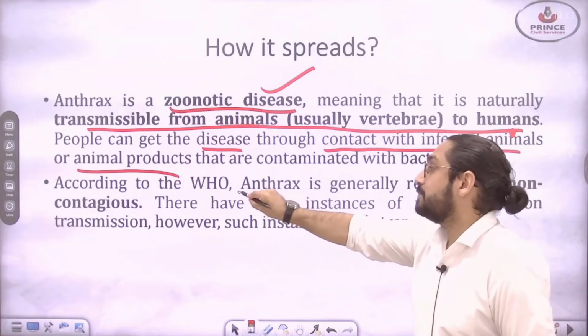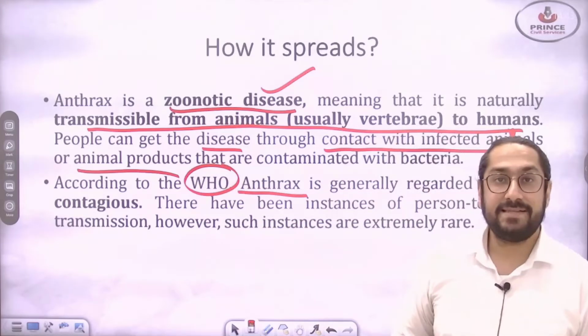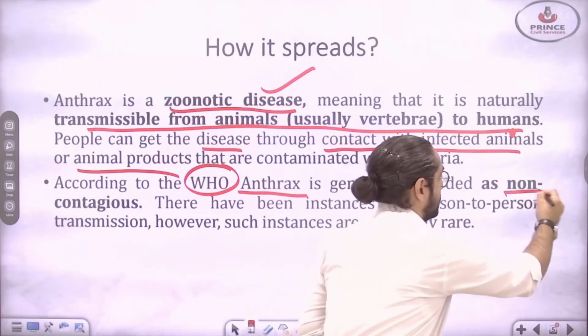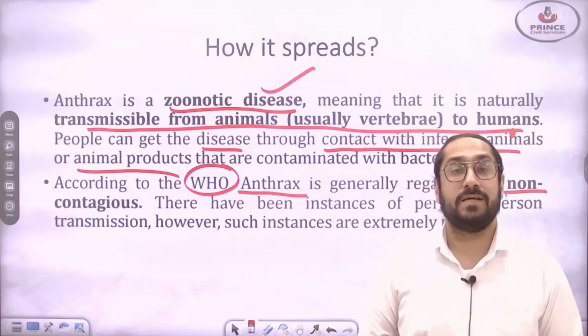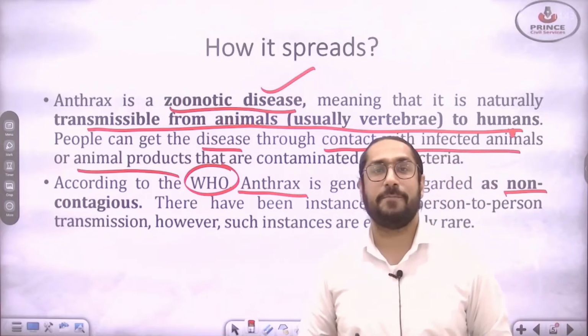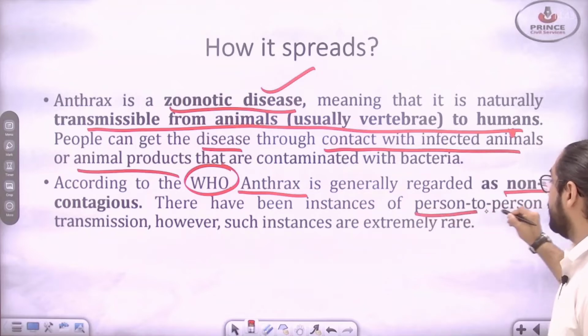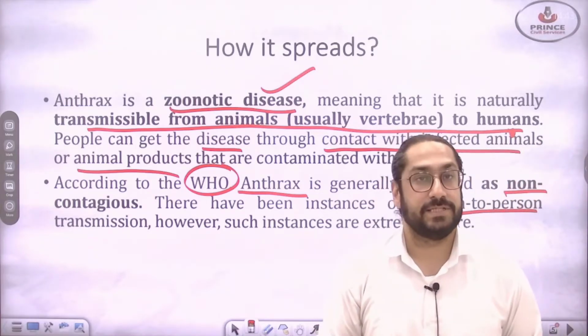Now, this is an important line. According to the World Health Organization, anthrax is non-contagious. Non-contagious, that is, it doesn't transmit from person to person. But some cases have been found where there is person to person spread. But generally, anthrax is non-contagious.